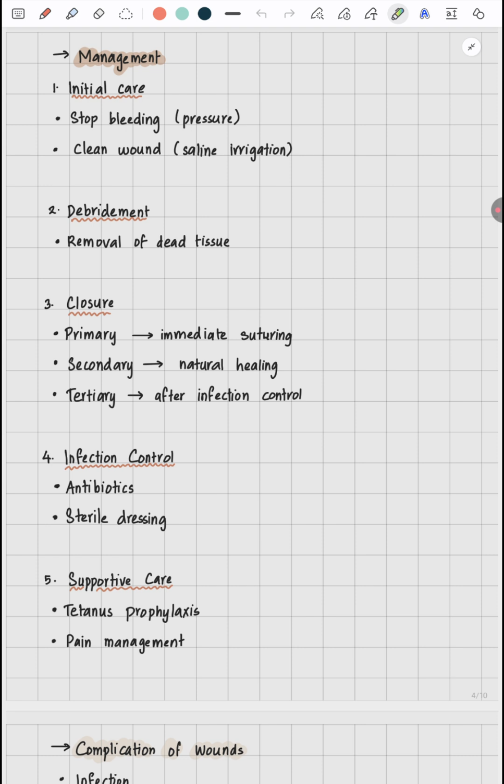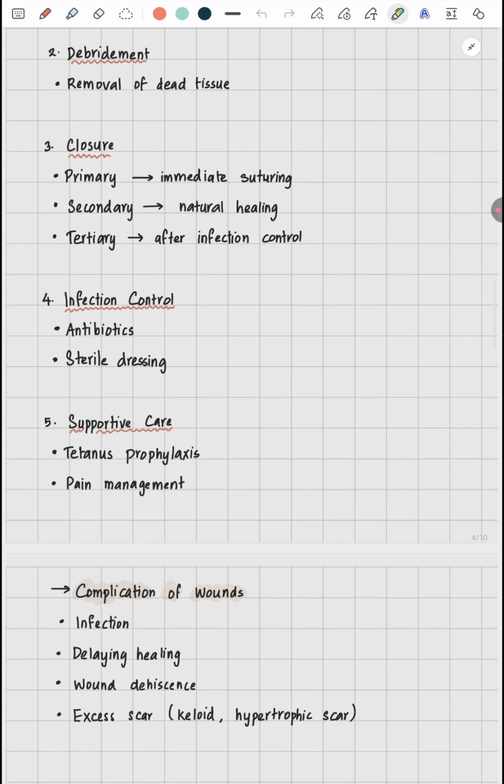Depending on the condition of the wound, it may be closed primarily using sutures, allowed to heal by secondary intention, or closed later after infection control, which is known as delayed primary closure. Infection control with antibiotics, proper dressing, and tetanus prophylaxis are also essential components of management.